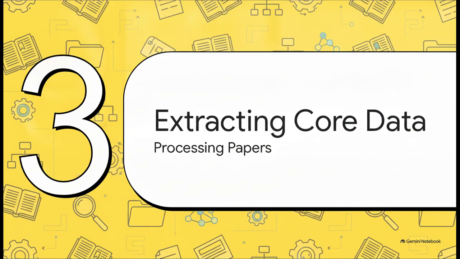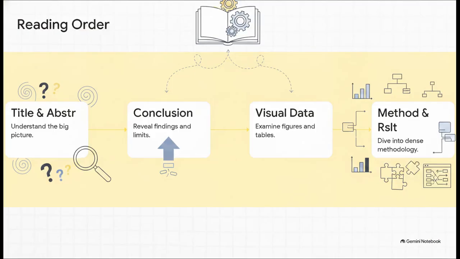Section 3. Extracting the core data. Okay, once you've ruthlessly screened those search results, you'll be left with a finalized, high-quality stack of maybe 10 to 20 highly relevant papers. But how do we actually process them efficiently? Well, the order of operations here is super fascinating. Reading a complex research paper is not like reading a textbook chronologically from page 1 to the end.